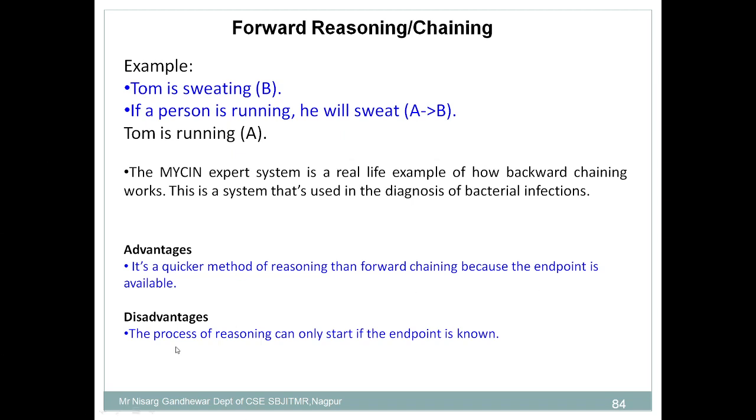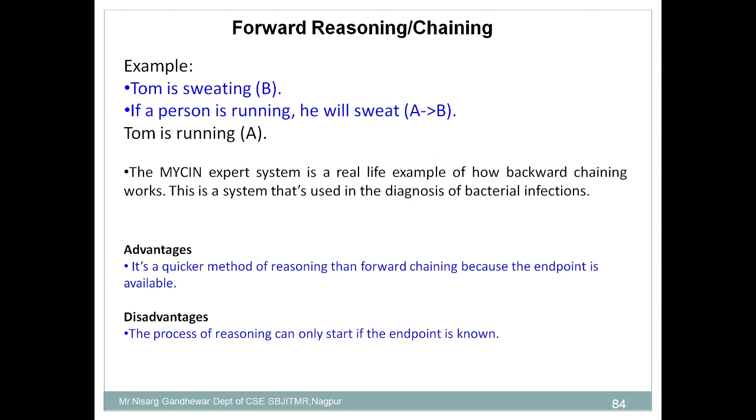It also has a limitation: the process of reasoning can only start if the endpoint is known. Suppose you know the goal state, then you can use backward reasoning, otherwise not. Suppose you are in the initial state and you want to apply backward reasoning, in that case it is not useful. It only works when the goal state is available and you need to find out what kind of rules you applied, then the concept of backward reasoning can be applied.